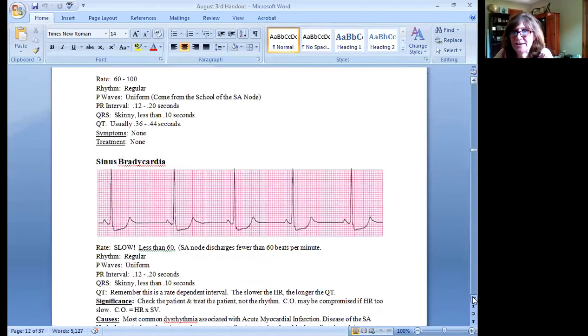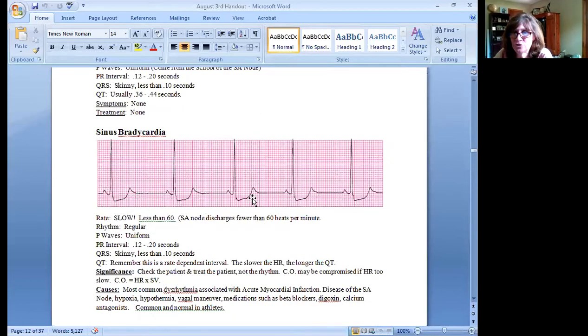Now, sinus Brady. We've already looked at this strip. This is a rate of 50. Actually, with the large box method and the small box method, we determined that that heart rate was 46. So the rate is slow, but it's still coming from the SA node. How do I know? Because of the nice uniform P waves before each QRS.